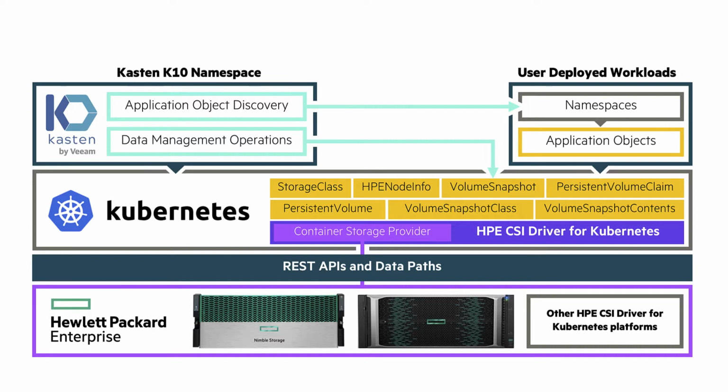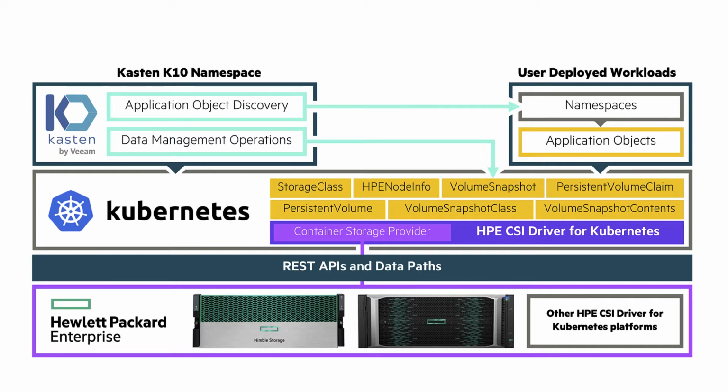With that information, Kasten K10 will be able to perform data management operations on your volume snapshots, your persistent volume claims, and all the other objects that pertain to the application itself. And that is how you would perform backups and snapshots and recovery and disaster recovery of your applications running on Kubernetes.